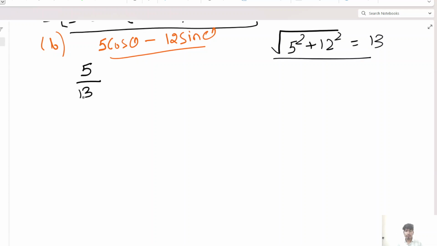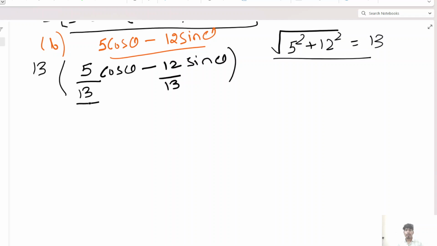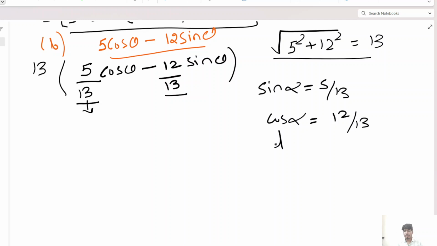Then 13 times (5 upon 13 cos theta minus 12 upon 13 sin theta). Then we have to convert into a sine function only. This becomes sine and this becomes cos. Then sin alpha is 5 upon 13 and cos alpha is 12 upon 13. Then tangent alpha is 5 upon 12.